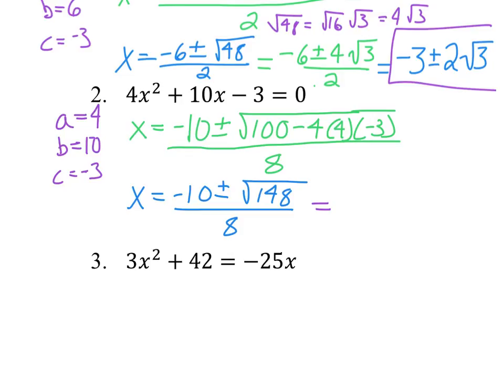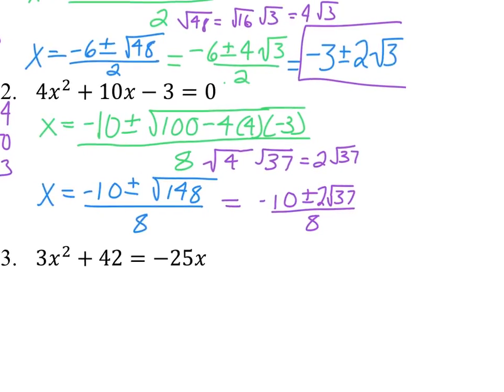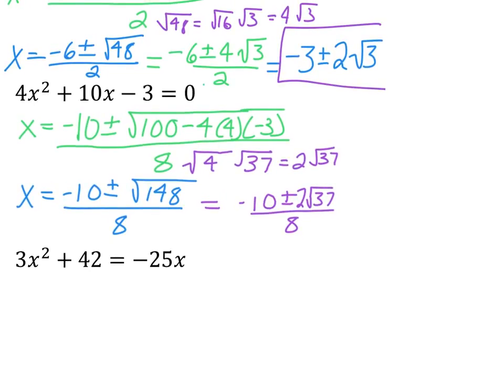Let's see, so the square root of 148, I'll just do this up here, so that's 4 times 37, so that ends up being 2 square roots of 37. And so when we simplify that, we get negative 10 plus or minus 2 square roots of 37 over 8. Now, we can't reduce by a full factor of 8. However, negative 10, 2 square roots of 37, and 8 all have a common factor of 2.